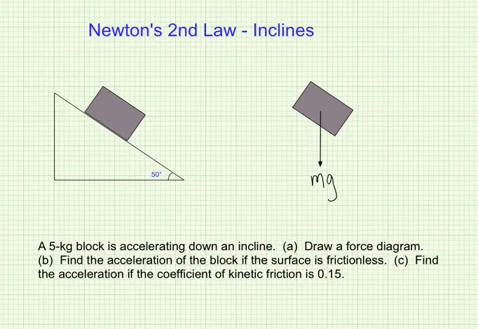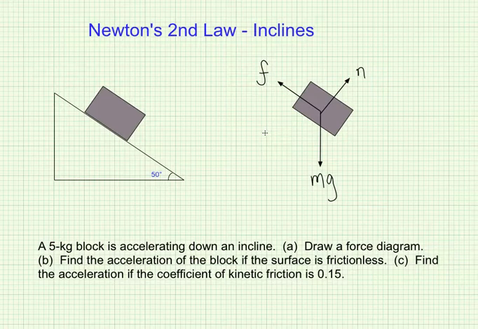Now the second force that we know is going to be the normal. And remember, the normal is perpendicular to the surface. So in this case, my normal is going to be going up and to the right. And in this case, we have friction. And remember, friction opposes motion. So friction is going to be going up the incline. So we've got those three forces acting on our block. So let me go ahead and write in friction here.